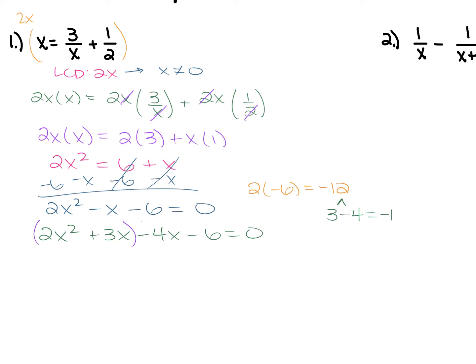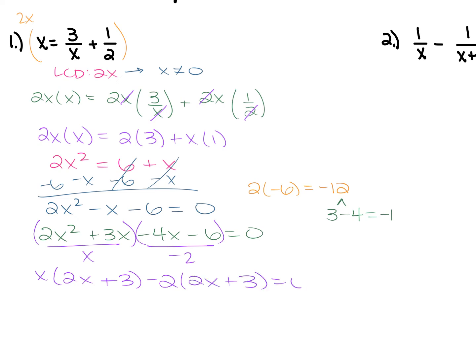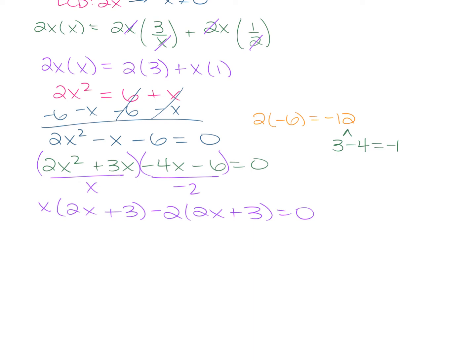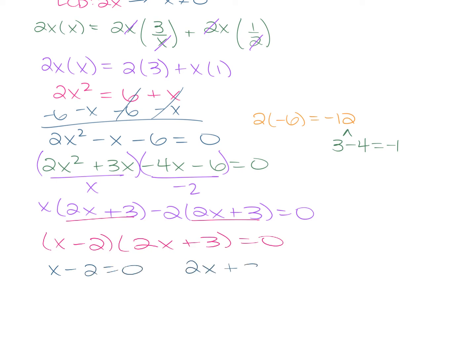Now you can factor this by grouping. We're going to factor out an x from the first, a negative 2 from the second. So that's going to leave us with x times 2x plus 3 minus 2 times 2x plus 3 is equal to 0. From here, your two sets of parentheses are identical. So we're just going to form this into x minus 2 times 2x plus 3 is equal to 0. You're completely factored, so set each part equal to 0 and solve. So you have x minus 2 is equal to 0, as well as 2x plus 3 is equal to 0.